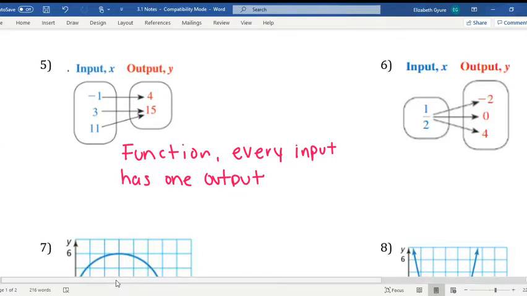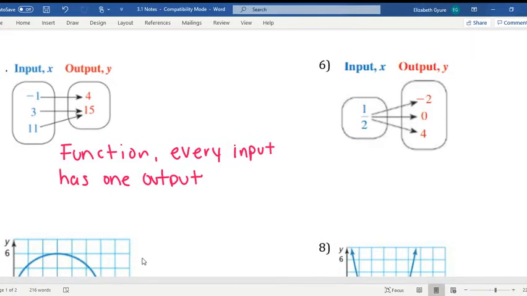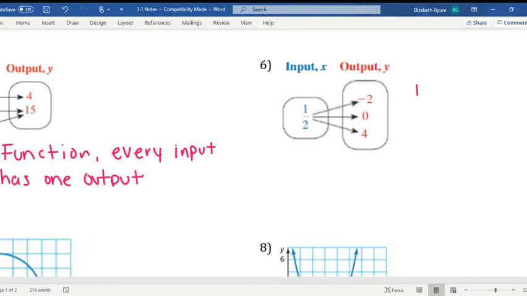All right. Take a look at number 6. Now with this one, again, I already kind of talked about it, but isn't 1/2 going to -2 and to 0 and to 4? So how you kind of have to read that is since there's 3 different arrows coming off of it, it happens 3 different times. So this one we would say not a function. And we would say because 1/2 has multiple outputs.